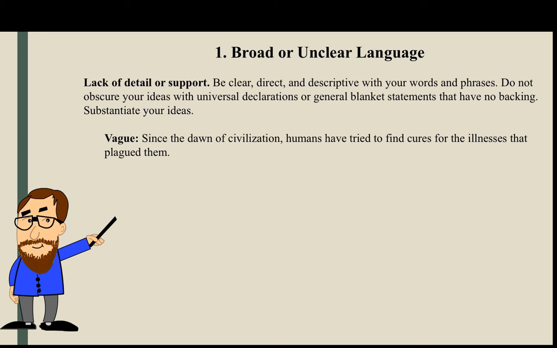So here we have a sentence that's pretty vague. "Since the dawn of civilization, humans have tried to find cures for the illnesses that plague them." If you look here and we want to know when, it says the dawn of civilization. It doesn't really give us a good idea of what time period we're talking about or where, in fact, we're talking about. And if we're looking at who, we're talking about humans. Humans forever. So it doesn't really give us a clear sense of what's going on, when it's happening, how it's happening, and what exactly these illnesses are.